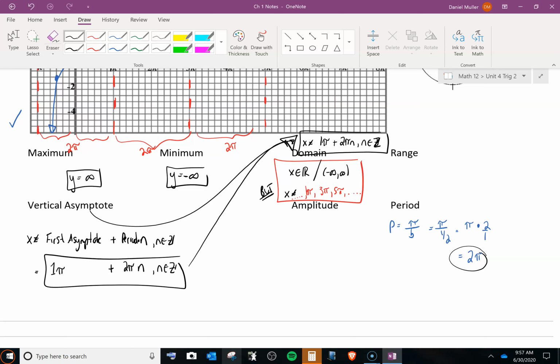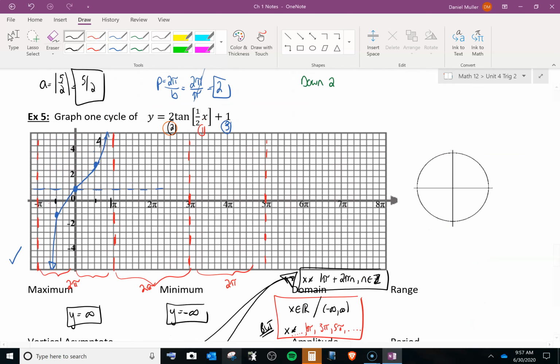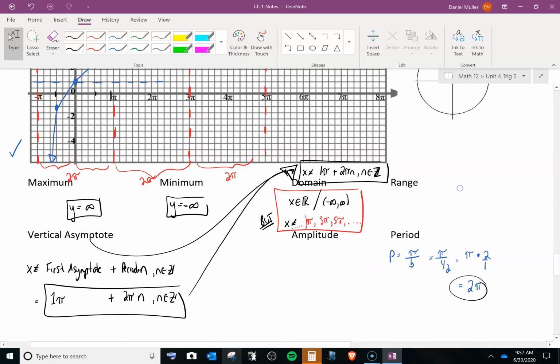Our amplitude is the number in front of the tangent there, so it was a positive 2. So our amplitude is 2. You can just write that down here: amplitude equals 2. And our range, we go from negative infinity to positive infinity. How low do we go? Negative infinity. How high do we go? Positive infinity. It's right here with our max and our min.